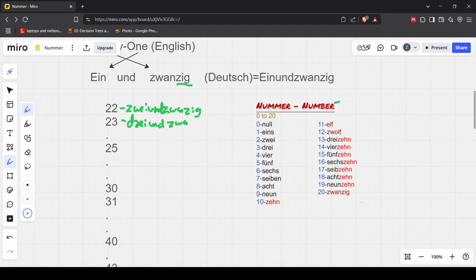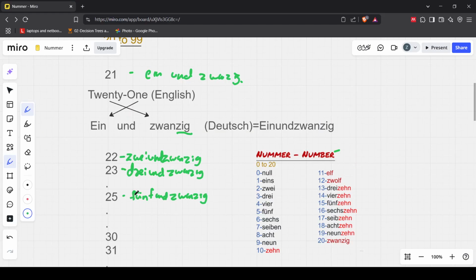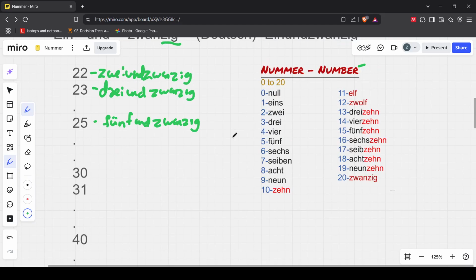And then this is drei und zwanzig. This will be fünf und zwanzig. Yeah, here comes 30. So 30 is similar to zwanzig. Instead of zwan, it becomes drei. So dreißig. This is ein und dreißig.